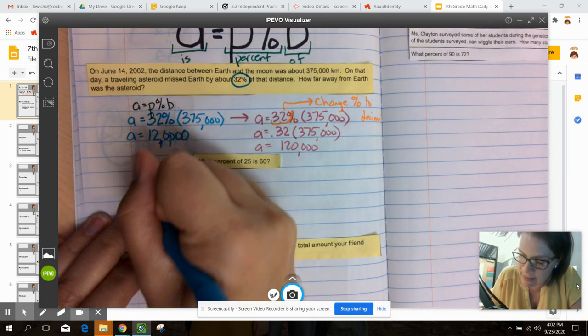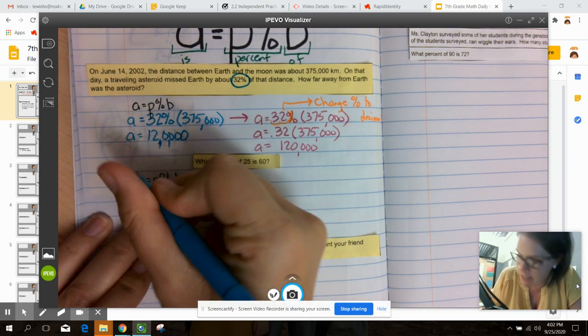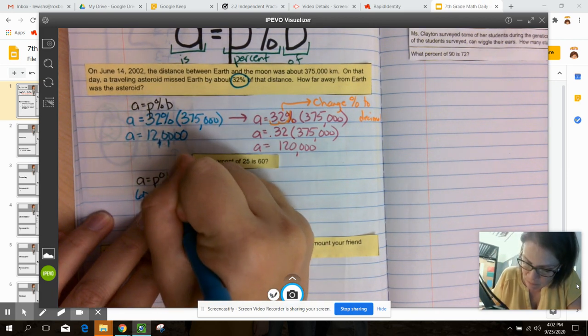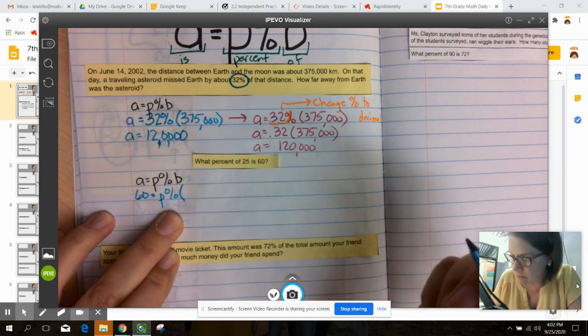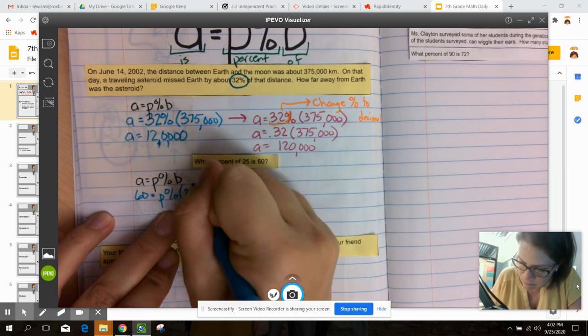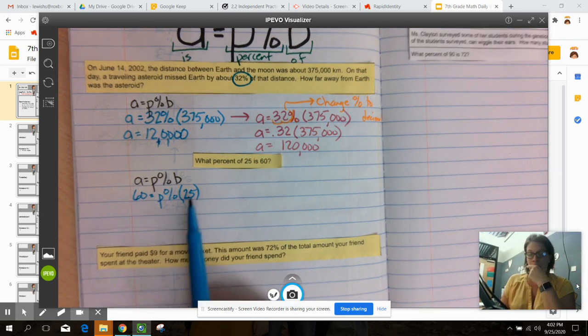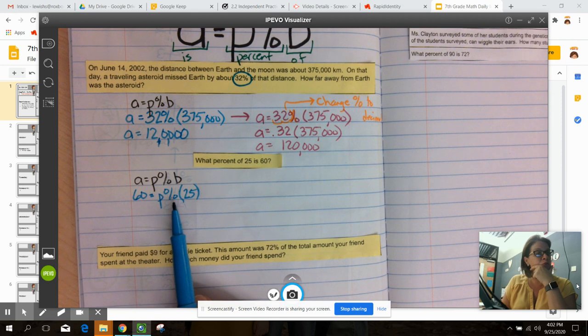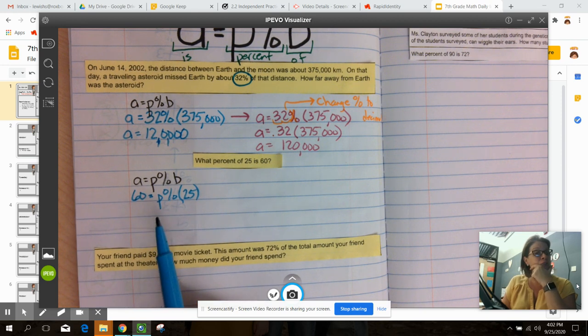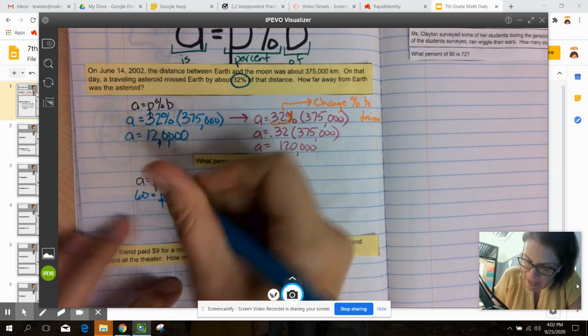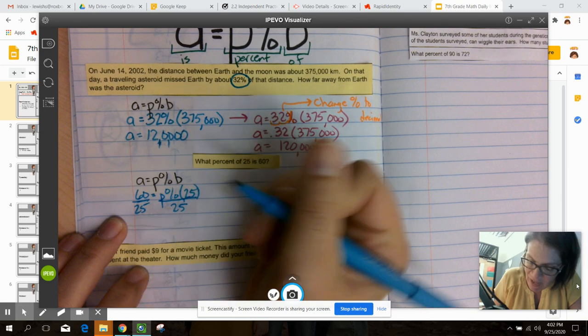So I would put that 60 in as your A equals P percent times 25, okay? Now, to solve this, I want you to think back to when we were solving our cross-multiplying things. We need to get this P percent by itself. So to get that by itself, we have to divide by 25 on both sides. So we're going to divide by 25.